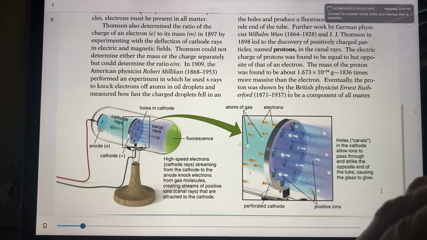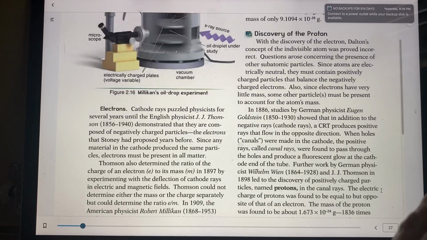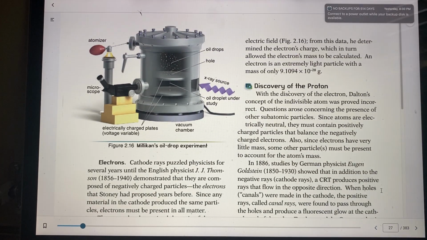Okay, here we go. The e to m measurement, and then on to Robert Millikan, who used X-rays to knock electrons off atoms in oil droplets. Let's go back up to that one first. There's Millikan's oil drop experiment.